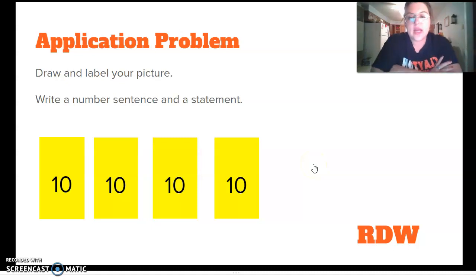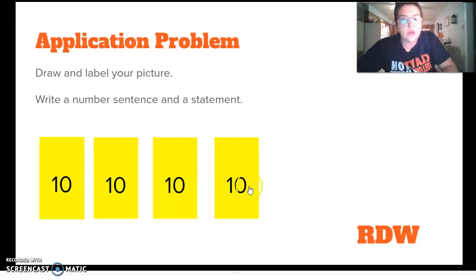So we got to think of a number sentence that we could use to show how we got our answer. Well, first of all, how many pencils does he have altogether? So we know these are tens, so we just count by tens. So 10, 20, 30, 40. So each box is worth 10. Counting by tens, we get 40.